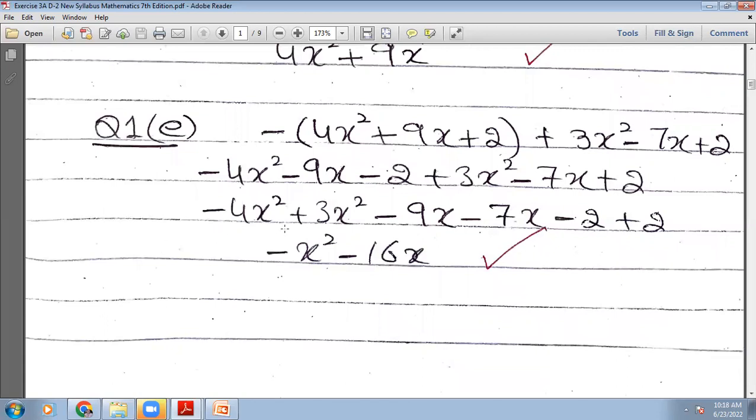So it will become minus 4x squared and plus 3x squared. Like terms are together now. Minus 9x and minus 7x, minus 2 and plus 2. So minus 4 plus 3, it will be minus 1x squared. Minus 9 and minus 7, it will be minus 16x. Minus 2 plus 2, they will be cancelled. The answer will be 0, so no need to write here. Hopefully you understand.